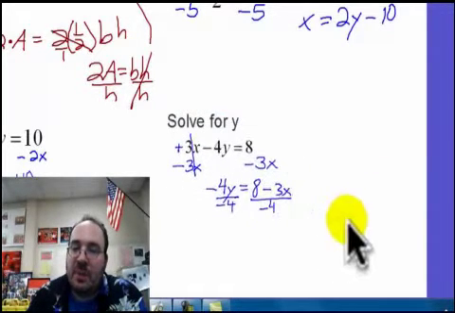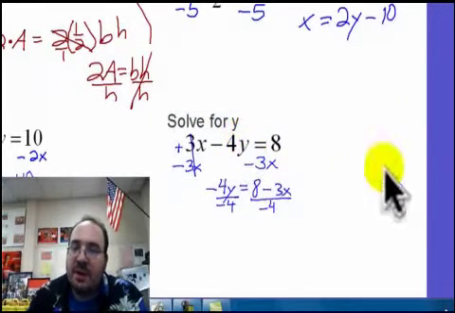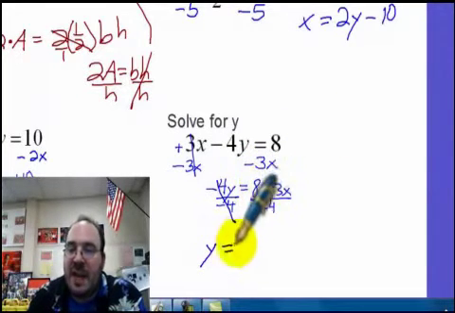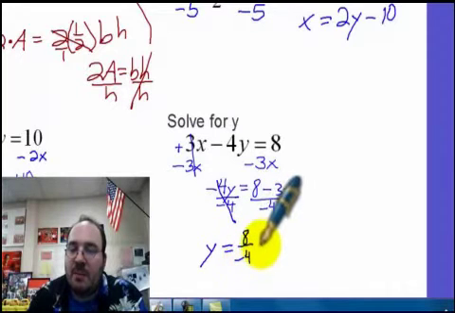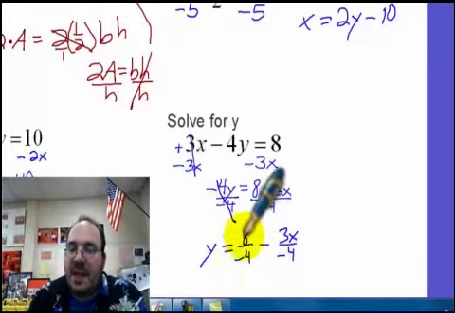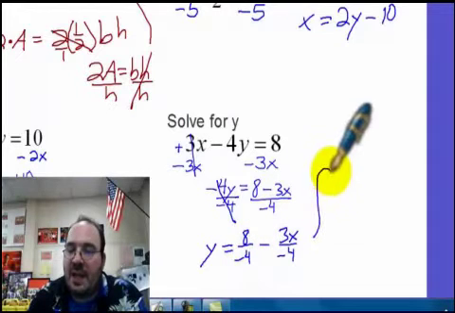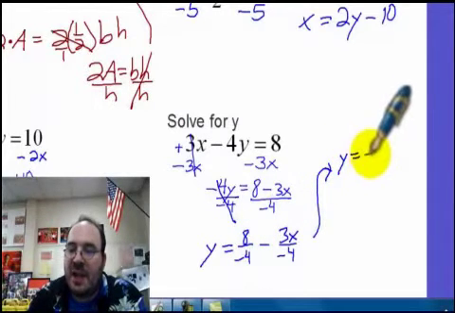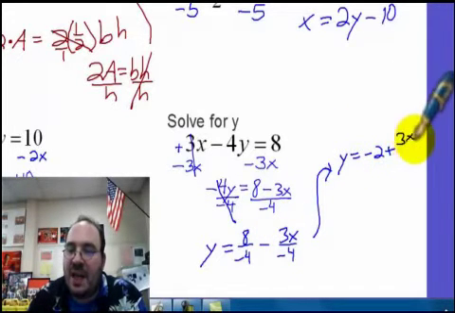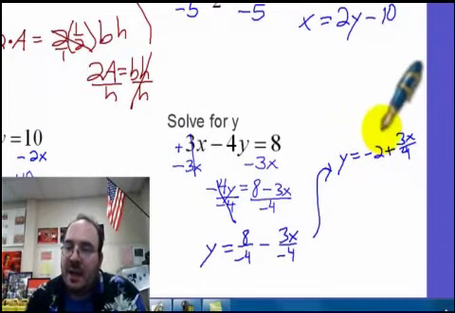And hopefully you remember this. Maybe you don't remember this, but I hope you remember that for division, there is also kind of like a distributive property. So I have y equals 8 over negative 4 minus 3x over negative 4. And then here I have 8 divided by negative 4. I get y equals negative 2. And then boom, boom, those two negatives cancel. I just get plus 3x over 4. You don't really do anything with that. You just leave the 3/4 where it is, just like so.